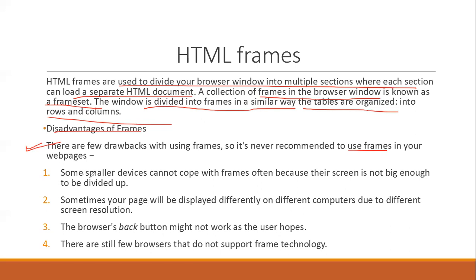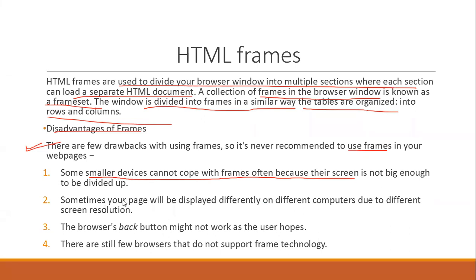So what are the different disadvantages? Some smaller devices cannot cope with frames, because the screen is not big enough to divide up. Your mobile phone's screen is smaller than a PC screen. If you divide your screen into two halves, the mobile screen will also become two halves, and it will be difficult to use because its screen is too small to divide. That's a disadvantage of frames.